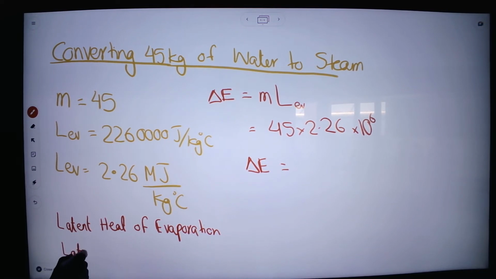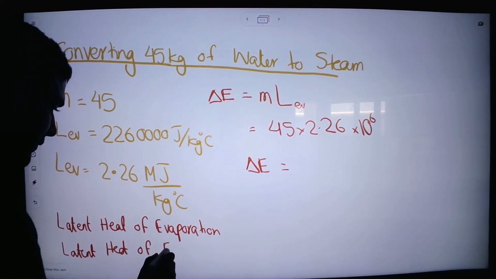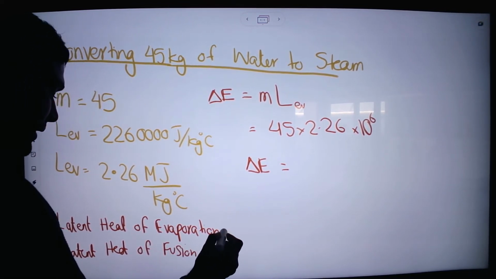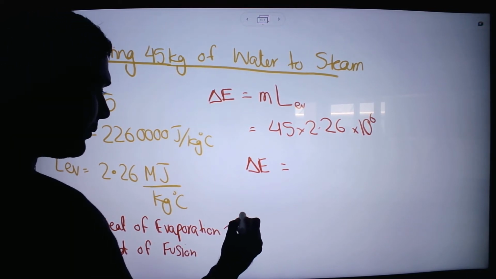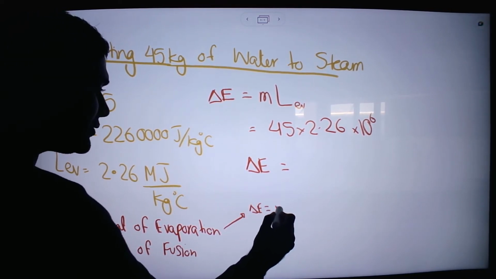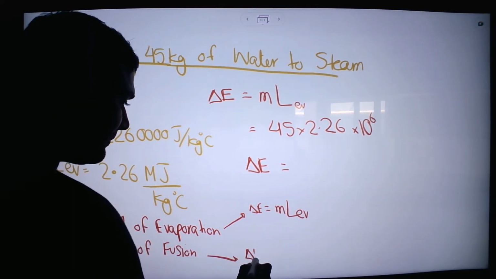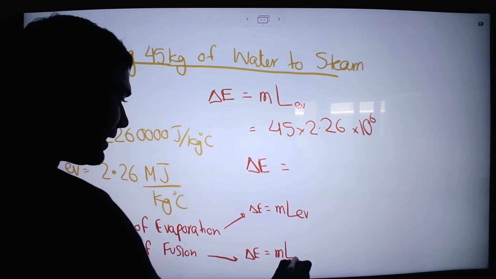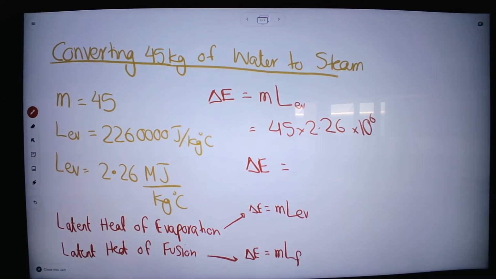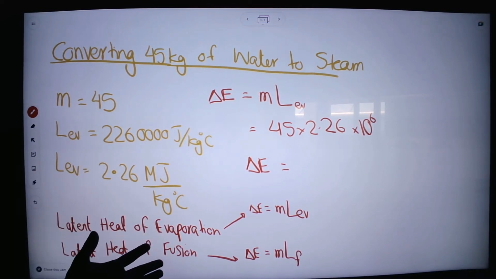I'll do that one in a minute. Latent heat of fusion. Okay, for latent heat of evaporation, the formula is ΔE equals mLEV. This one is ΔE equals mLF. These are the 2 formulas. Sorry, L is the latent heat of fusion. L is latent, F is fusion. L is latent, EV is evaporation.